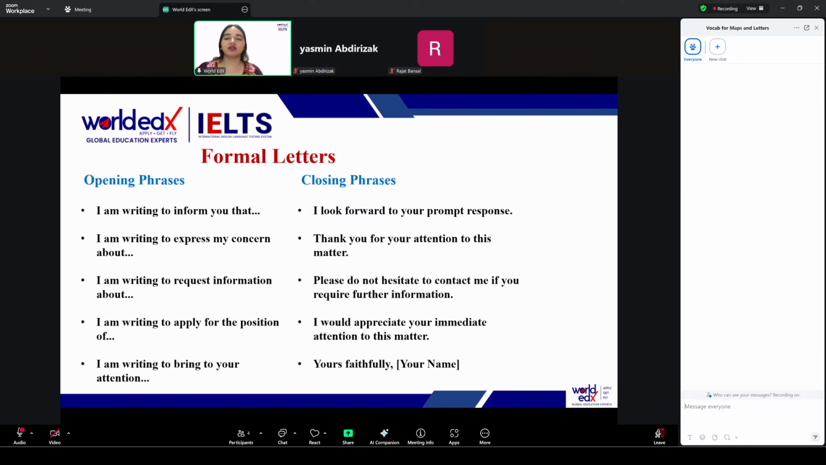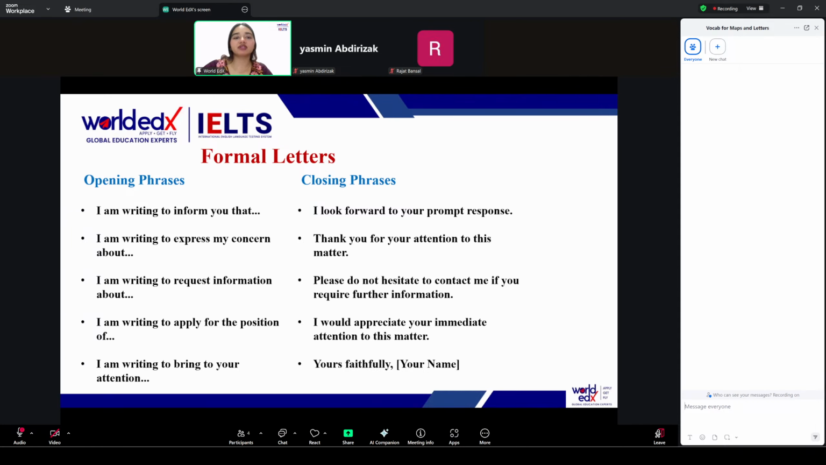No XYZ 123. If it's a formal letter, you just write dear sir or madam. And if it is an informal letter, you will have to write the first name of the person. Once you've written dear and the name, you straight away move to the purpose of writing the letter, like, I'm writing this letter to... That's called an opening phrase.